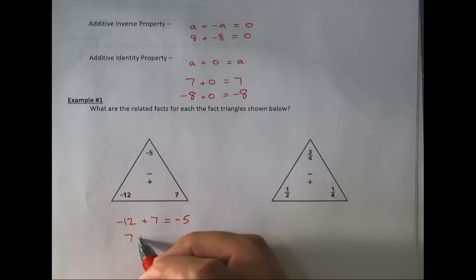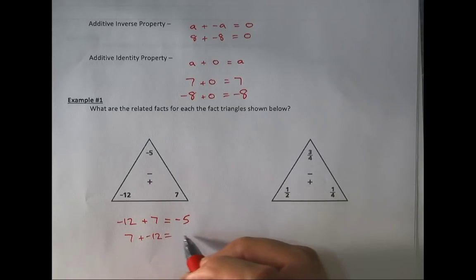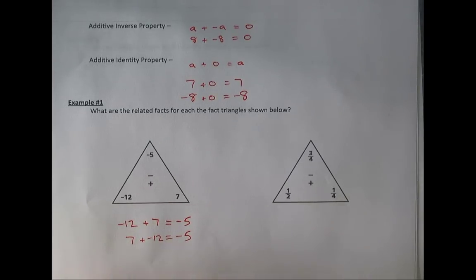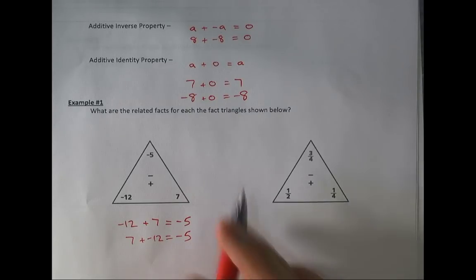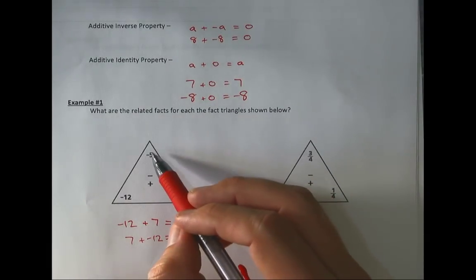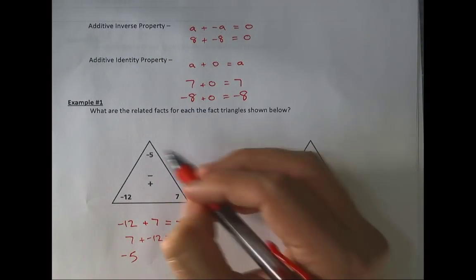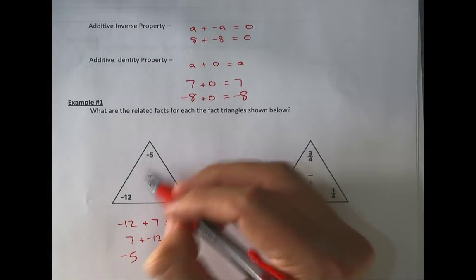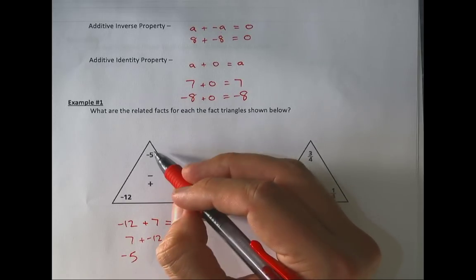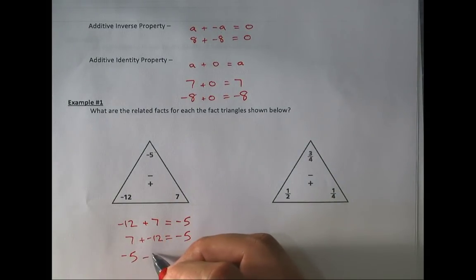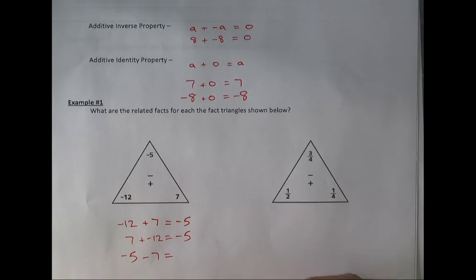You can say 7 plus negative 12 equals negative 5. But I think the more important direction is going down. So when you're going from the top number, if you're starting with negative 5 and you're going either to the 7 or the negative 12, you're grabbing the subtraction sign along the way. So negative 5 minus 7, what does that equal?